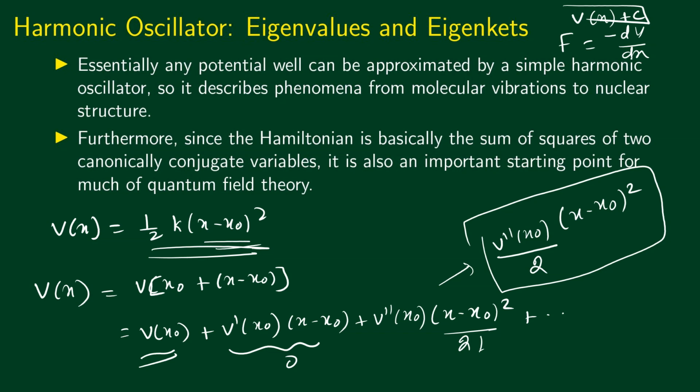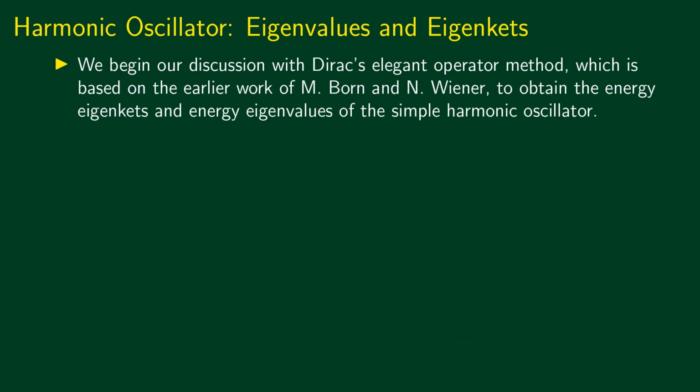It can be used to describe phenomena from molecular vibrations to nuclear structure. The harmonic oscillator problem is also an important starting point for much of quantum field theory. So the techniques that we use when we solve the harmonic oscillator problem will be useful in quantum field theory. There are different ways to solve the harmonic oscillator problem. We shall start with Dirac's operator method.